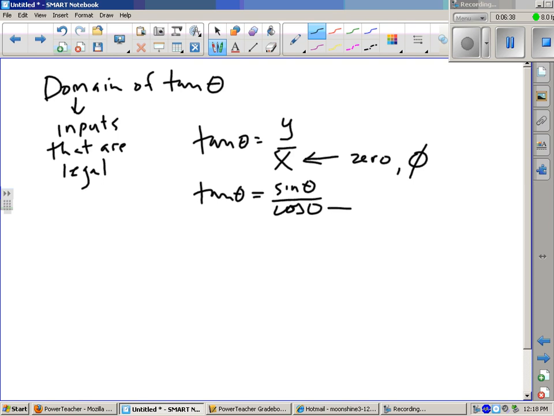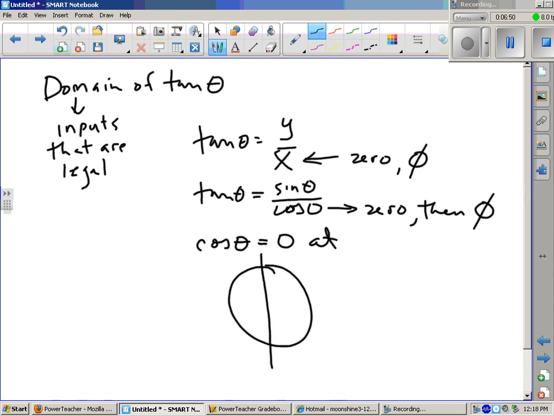So if cosine were 0, then it would be undefined. So where is cosine 0? Cosine of theta equals 0 at, think of your circle. Cosine is your x. Where are you going so that you're not going to go right or left? Well, the places that you will go are straight up or straight down. Straight up is pi over 2. Straight down is 3 pi over 2.